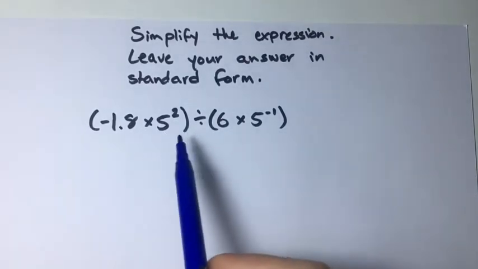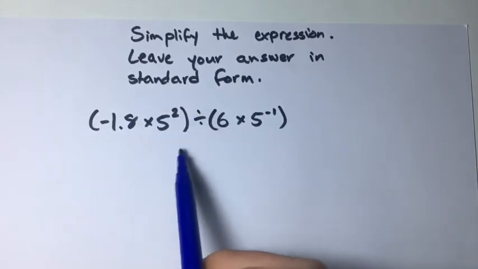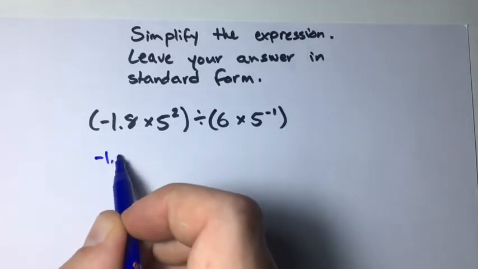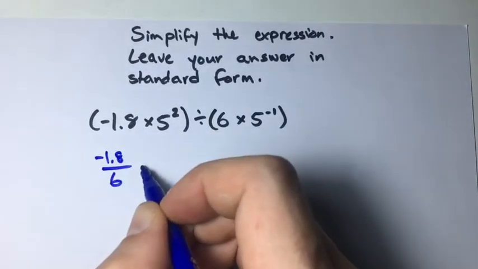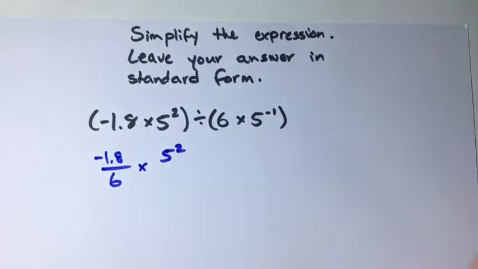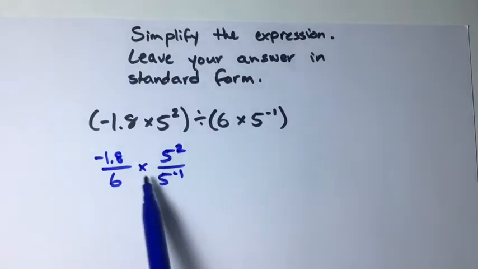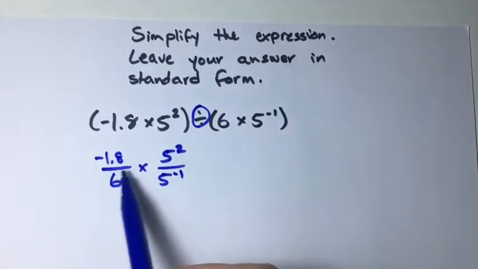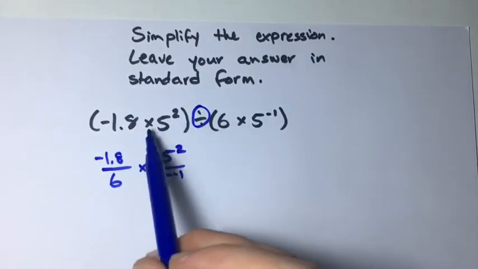So we have two bases of 5 and two numbers without exponents. And we're dividing it all. So we can just set it up like we would. We can say negative 1.8 over 6 times 5 squared over 5 to the negative 1. Now, we use over because we're using divided by here. So that's important. Remember, we're dividing. We're multiplying here because we have this multiplication here.